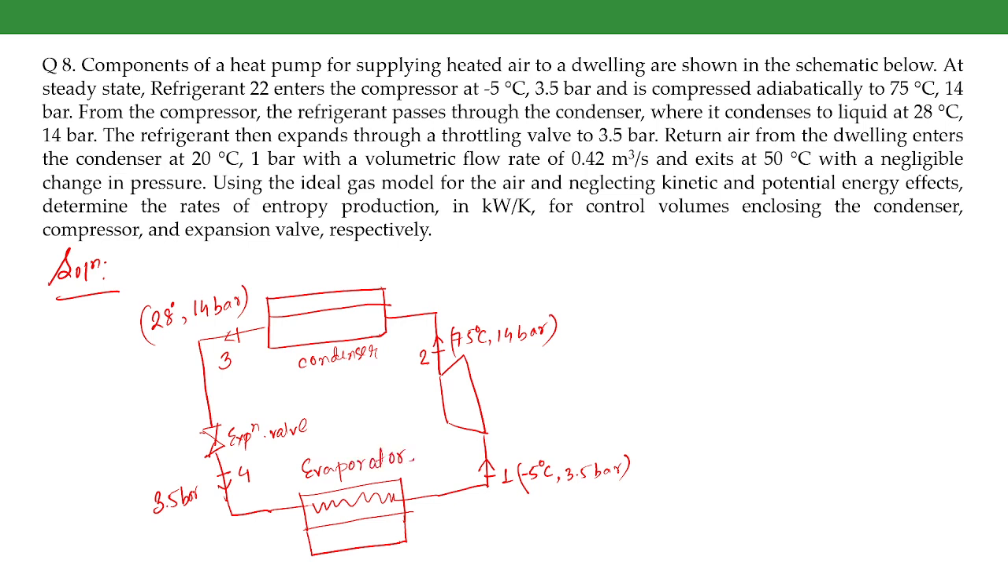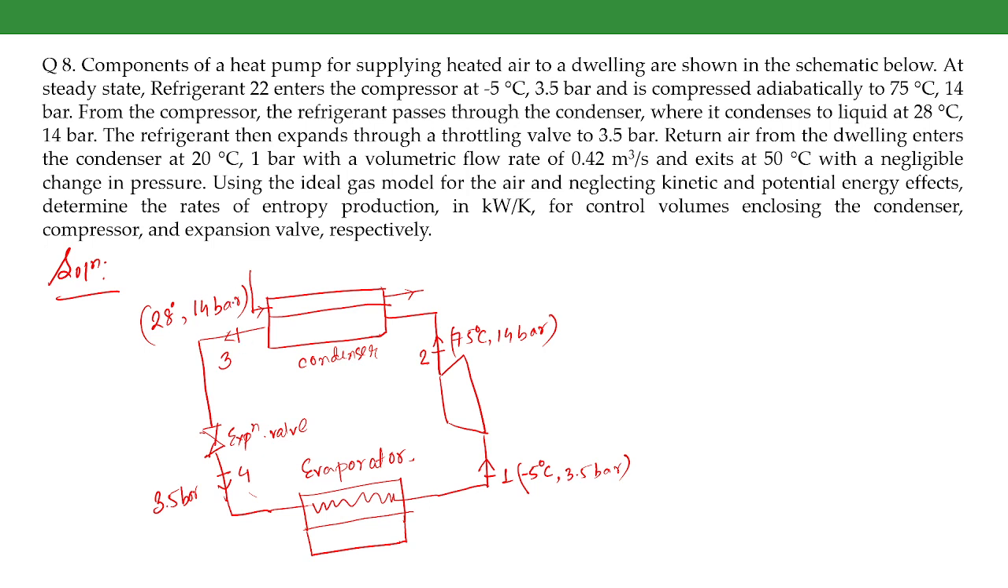Okay, so this is a heat pump cycle in which the heat rejected by the condenser is basically supplied to a dwelling space, and the cooled air from the dwelling space is also used for the heat transfer of the condenser.